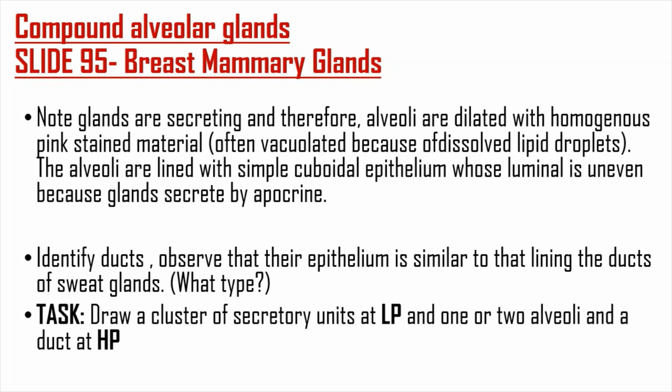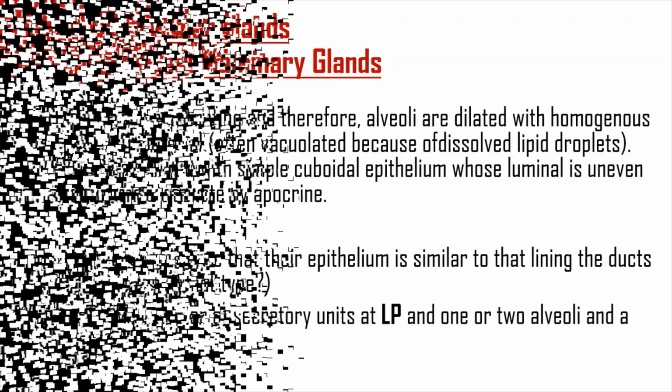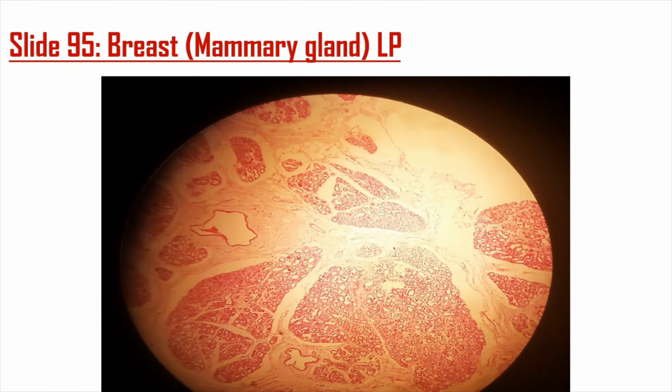So in this slide, you identify ducts. You observe that their epithelia is similar to that lining the ducts of sweat glands. So you draw at low power and high power. Now the gland that I'm about to show you here is a mammary gland that is secreting. So this is your lobule, and this is your lobule. What you find between two lobules are what we call interlobular ducts. And inside of the lobule, you've got intralobular ducts.